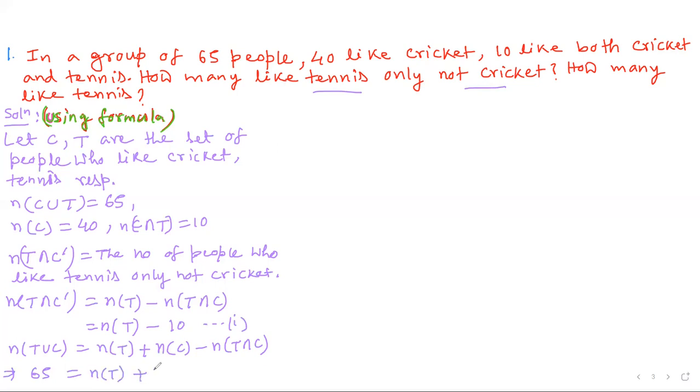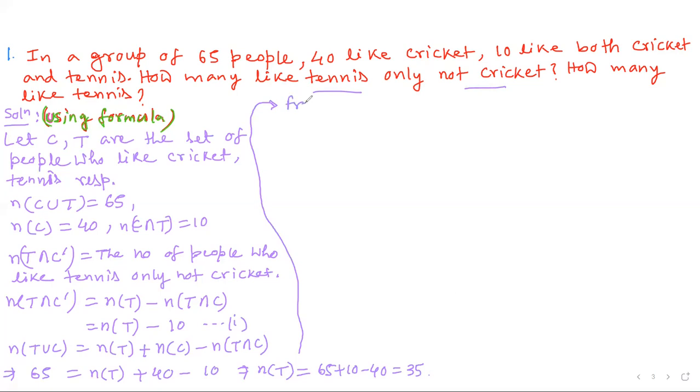Cardinal number of C is 40, minus cardinal number of T intersection C, that is 10. From this relation, if you calculate cardinal number of T, that equals 65 plus 10 minus 40, that will be 35. So cardinal number of T, we have got 35.